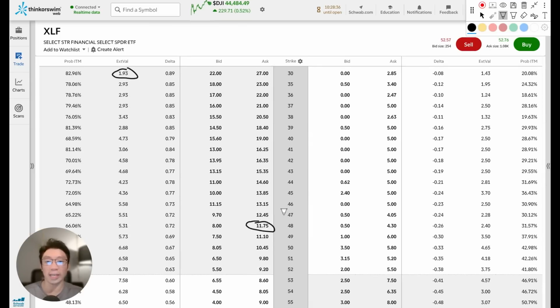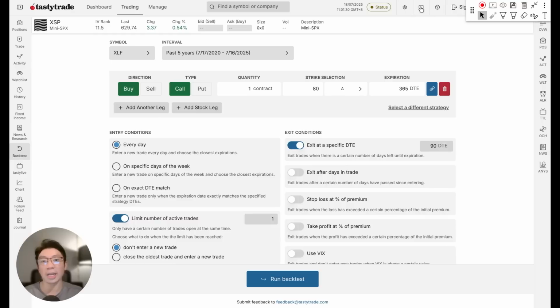So the question is, how did this strategy do over the past 5 years on XLF? So for this, let's head on over to the Tasty Trade platform where you can access the backtesting tool. The backtesting tool is a pretty good tool for you to at least analyze any strategy that you want over the past few years before you actually put on the trade.